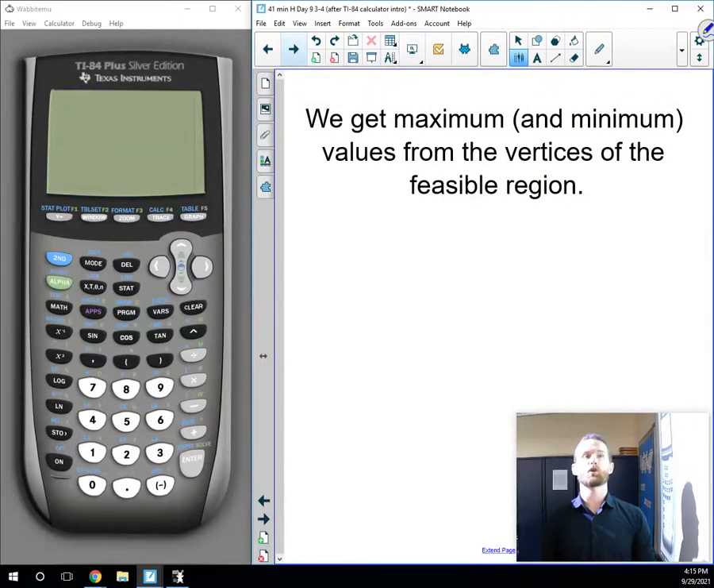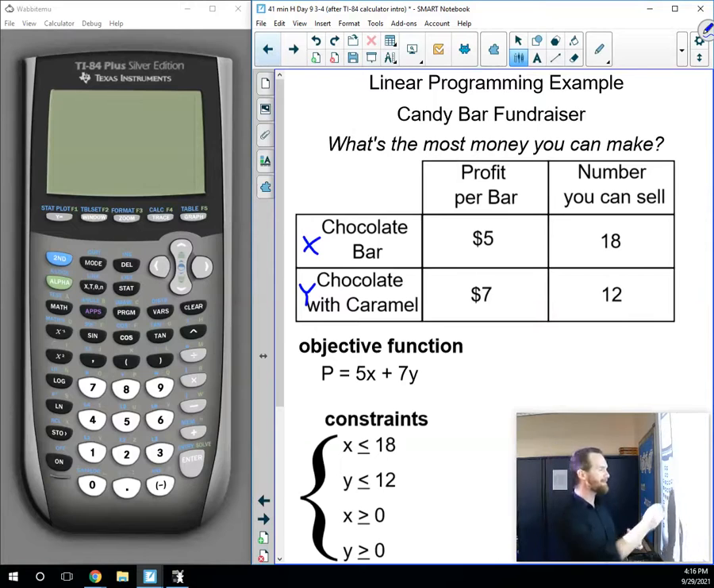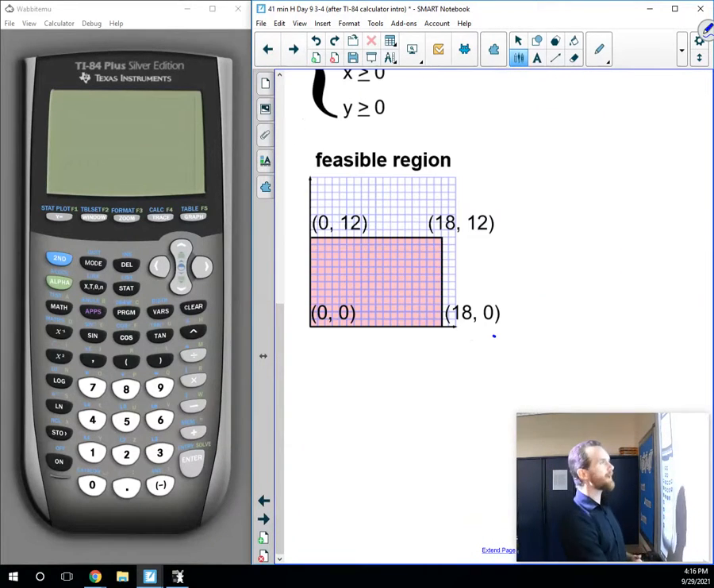One of the keys with linear programming is we get the maximum and minimum values from the vertices of the feasible region. So what that means in practice is if we look at a feasible region, we don't have to check every single shaded point. We only need to check the vertices. We only need to check the corners.